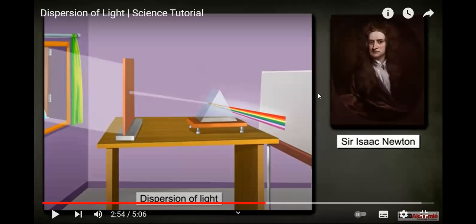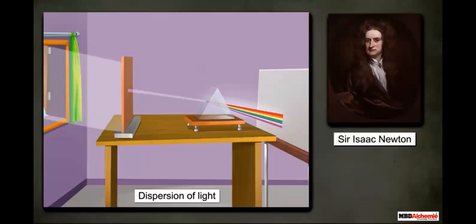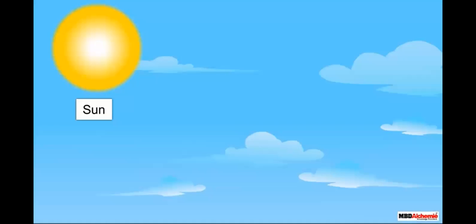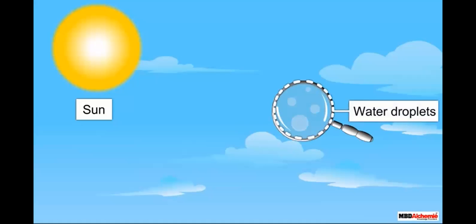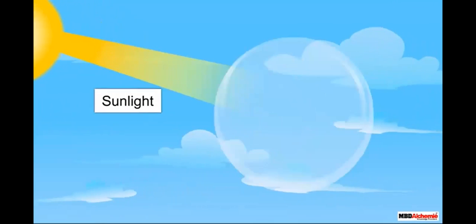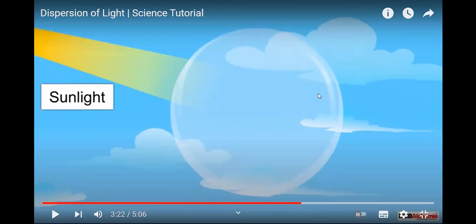Now that we have understood what dispersion of light is, let's understand how it causes the formation of a rainbow. A rainbow is generally formed when the sun appears just after it has rained. At this time, many water droplets are present in the air. When the sunlight passes through water droplets in the atmosphere, each water droplet acts like a small prism and refracts the light. These water droplets in our atmosphere act as tiny prisms.